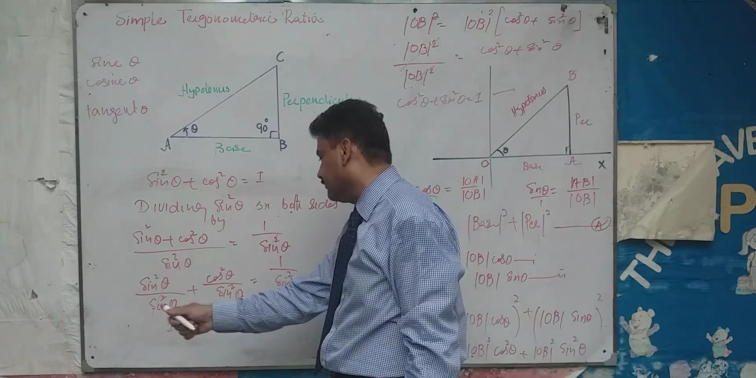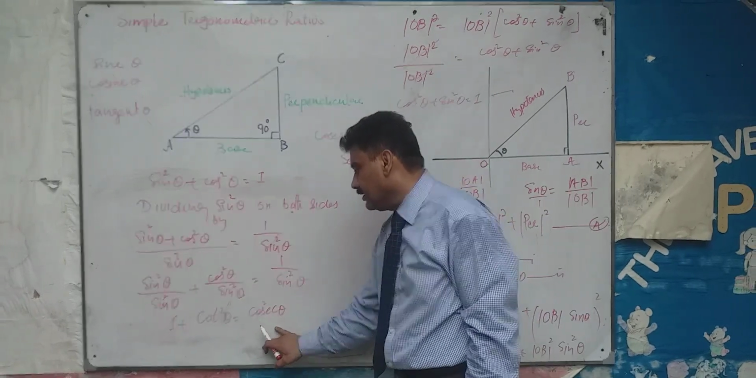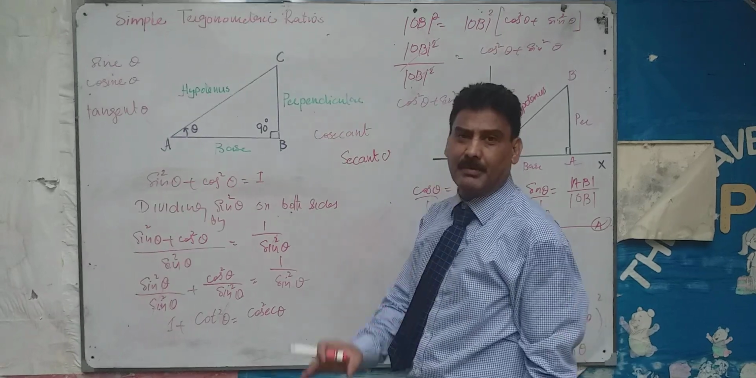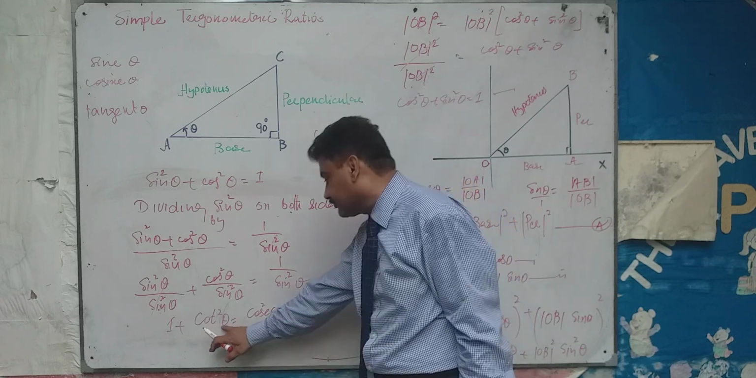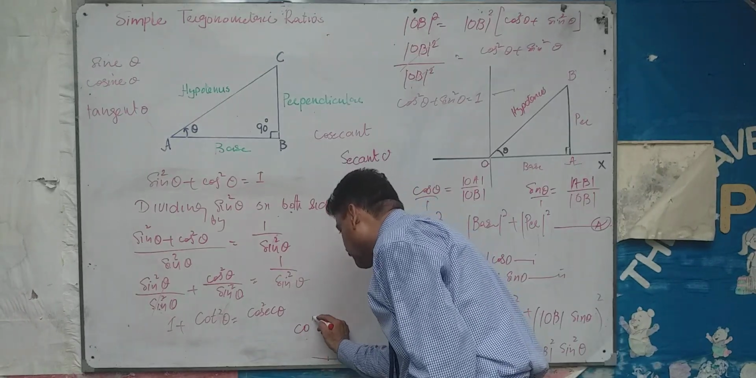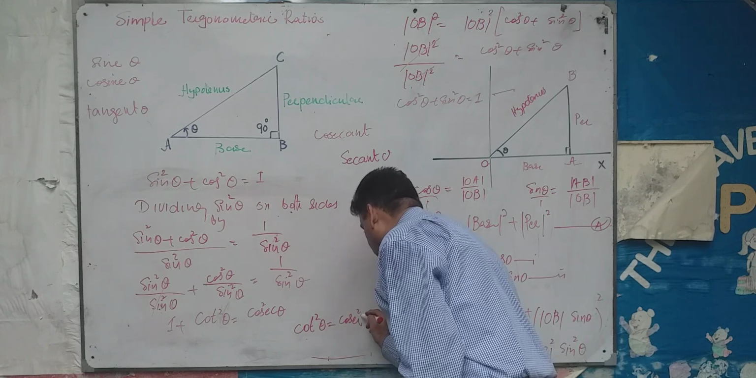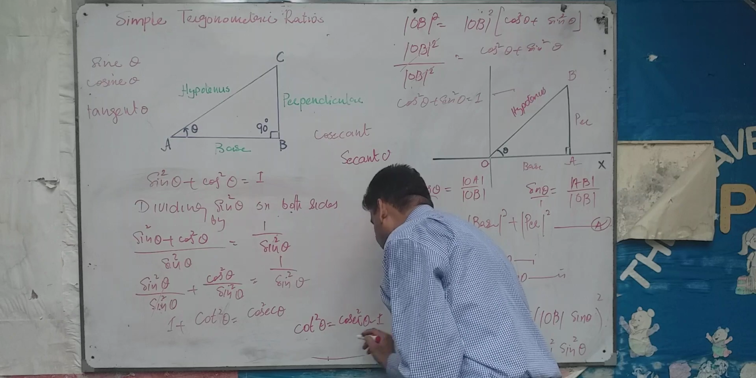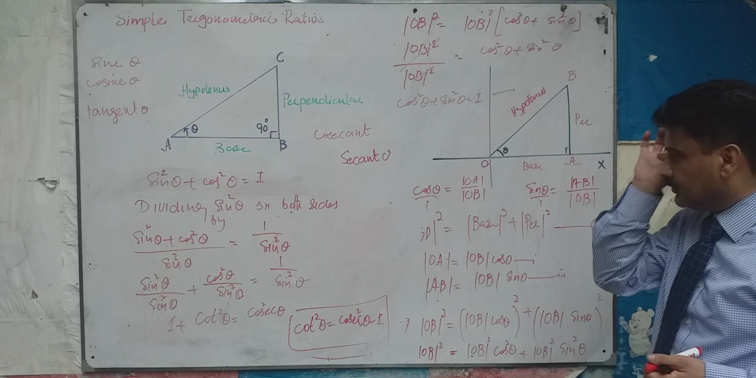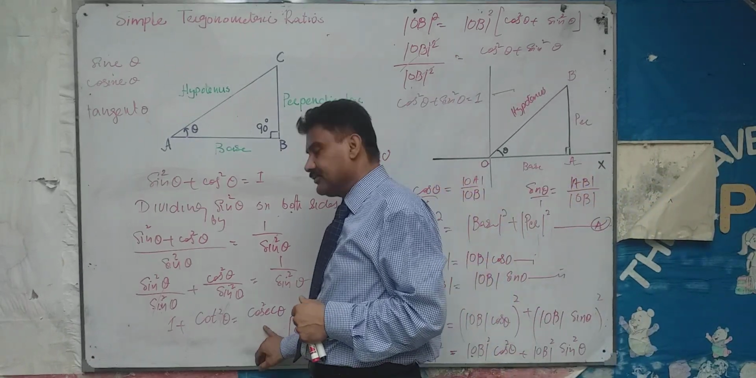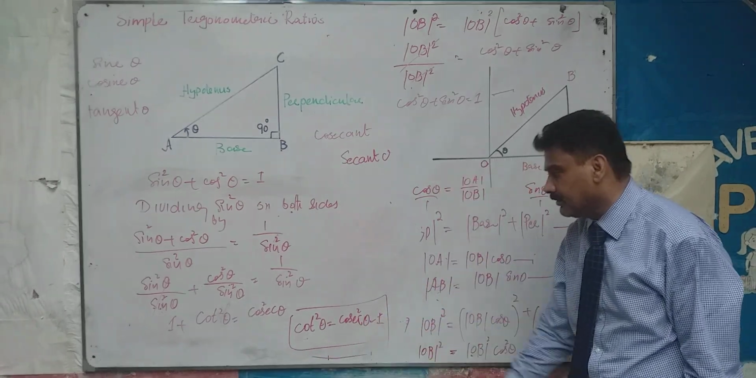This is another trigonometric identity. Cosecant square theta is equal to 1 plus cot square theta. You will remember cosecant square theta is equal to 1 plus cot square theta. And if we want the value of cot square theta, it is equal to cosecant square theta minus 1. This is another identity. Is it clear? Cosecant square theta is equal to 1 plus cot square theta, and cot square theta is equal to cosecant square theta minus 1.